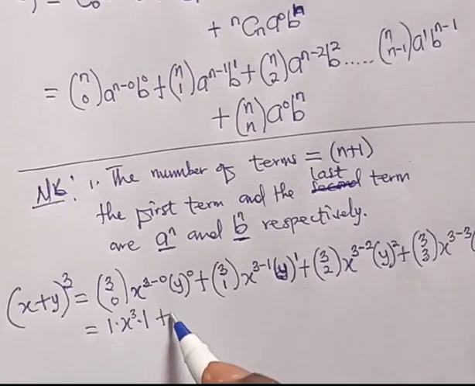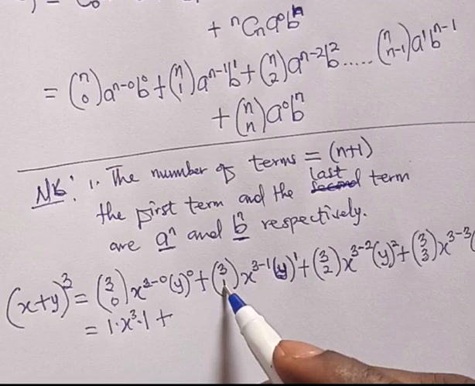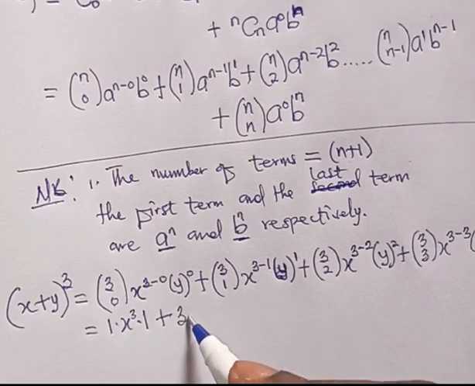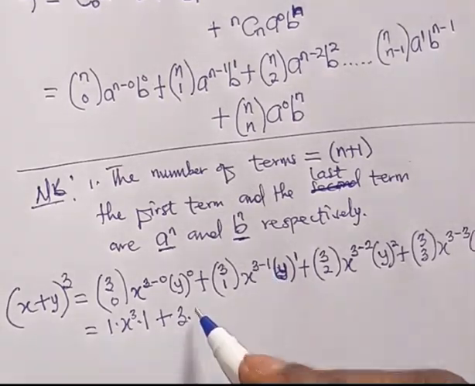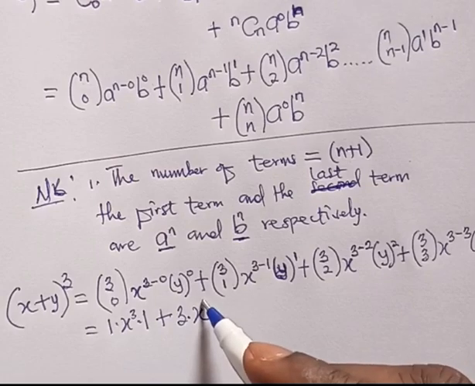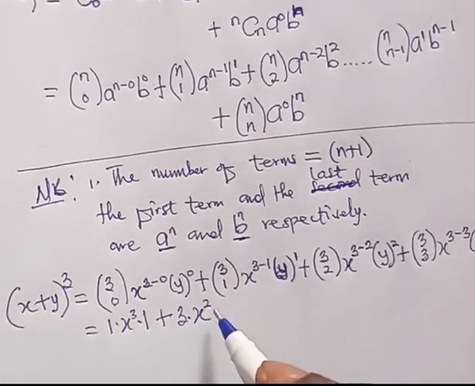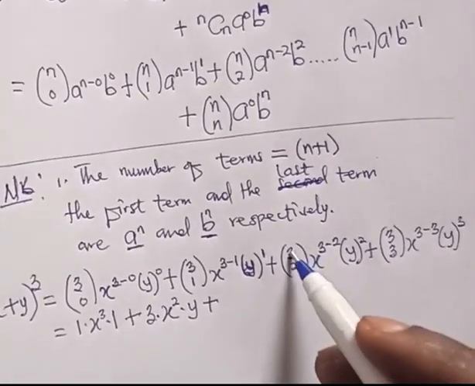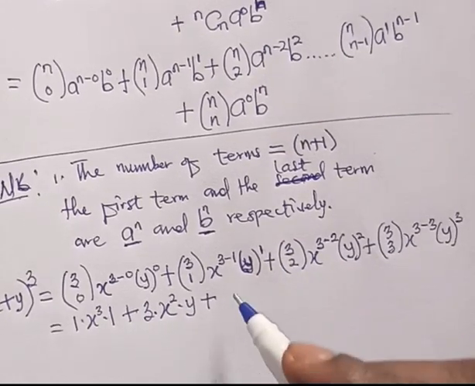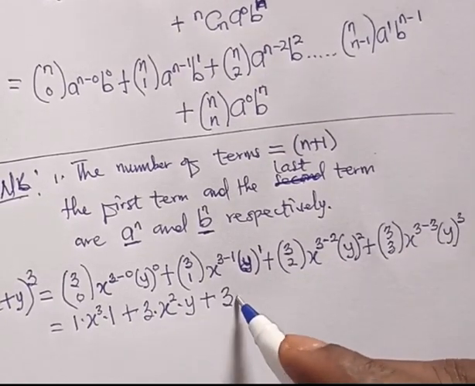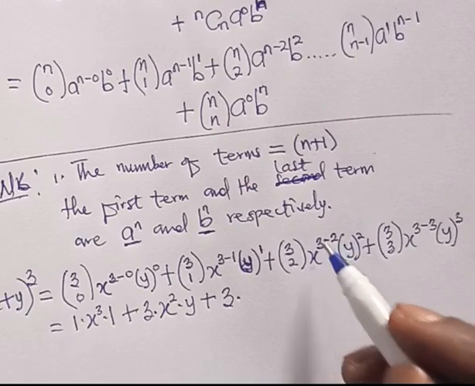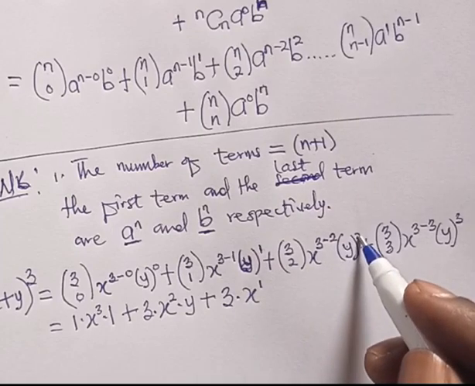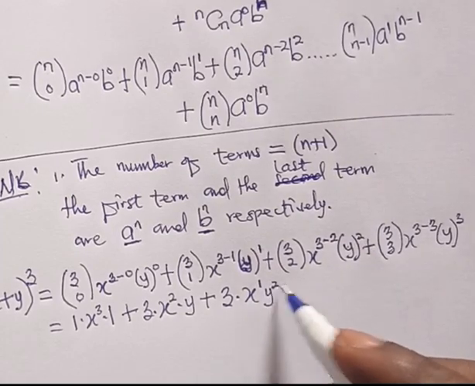Plus, 3 combination 1 will also give you 3. So write 3 here. Then we subtract 1 from this, and we get x exponent 2, and then y exponent 1 gives us y. Then plus 3 combination 2. Your calculator will also give you 3 again. Then if I subtract this, I'm getting x exponent 1. Then my y is exponent 2. So I'll write my 2 here.